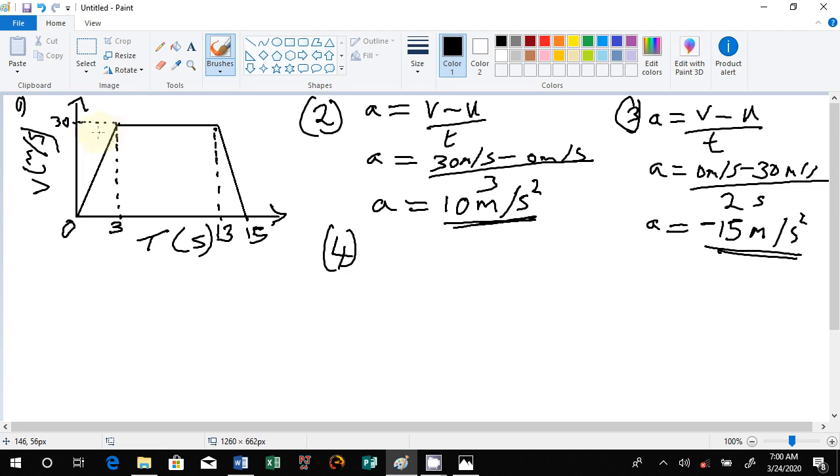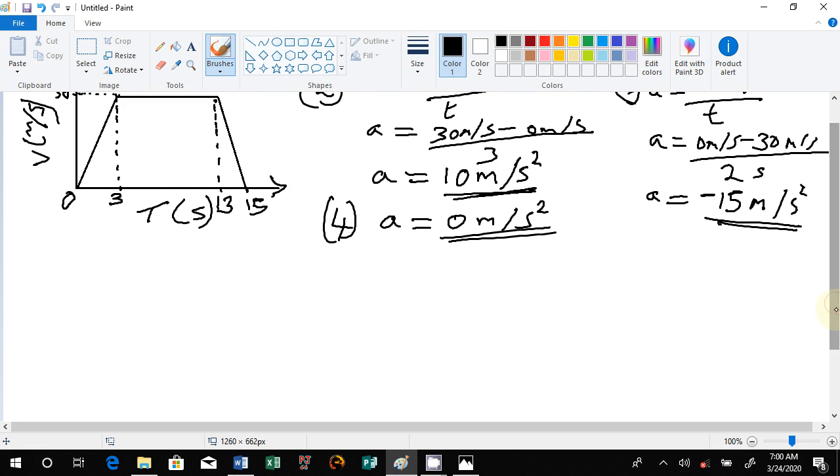So when there is no increase in velocity, there is no acceleration. Therefore, for question number 4, acceleration was equal to 0. Even put the units, meters per second squared. So that is acceleration. We have handled questions 1 up to 4.